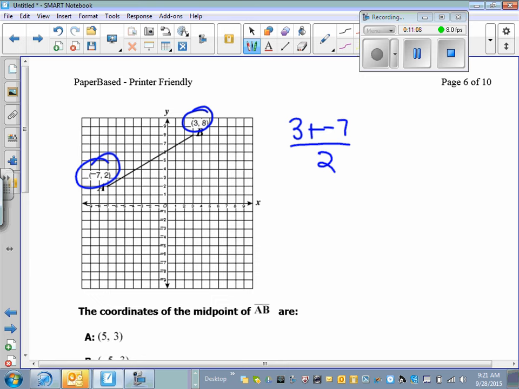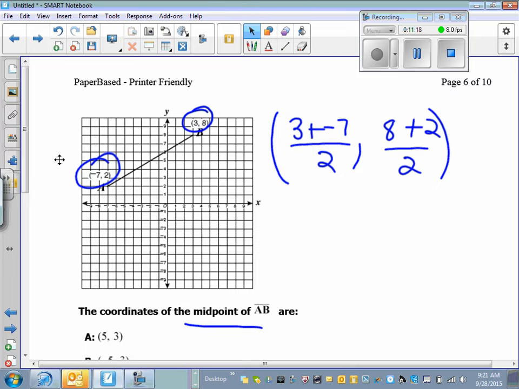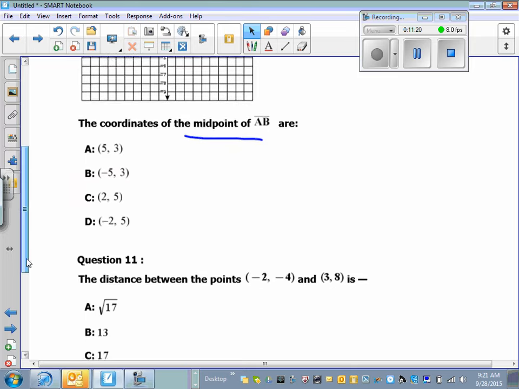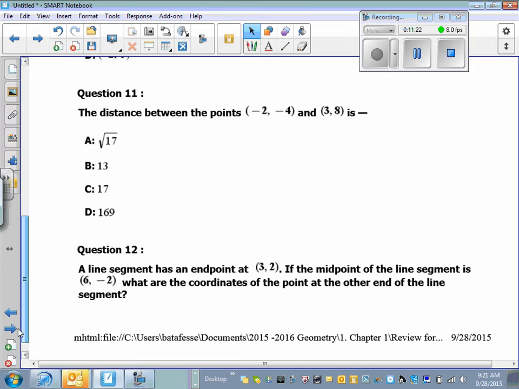I can do negative 7 plus 3, so it works. Then 8 plus 2 divided by 2, since the question is asking for the midpoint. Okay. So make sure you pay attention to that one. And you'll see two questions just like this on your test.